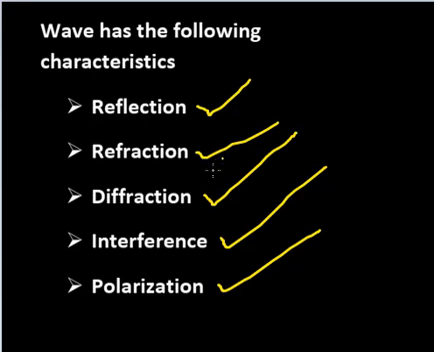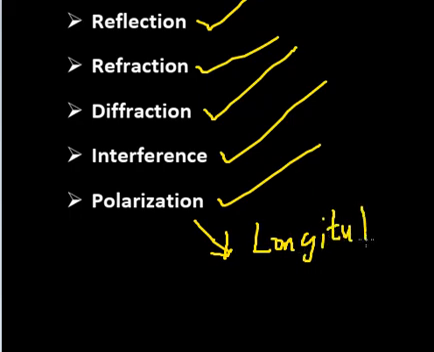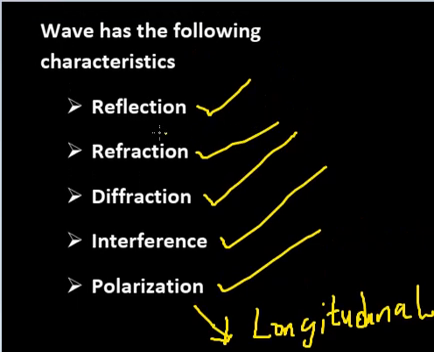All right, but there are classes of wave that don't undergo some of these characteristics. For example, polarization can never take place in a longitudinal wave. So please take note of that. There are some classes that don't undergo some of these, but rather polarization only occurs in a transverse wave. So let's start talking about them.